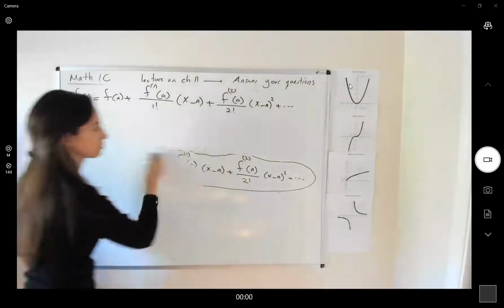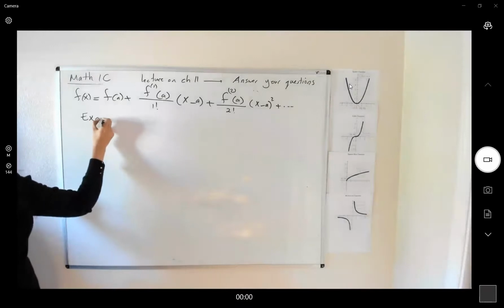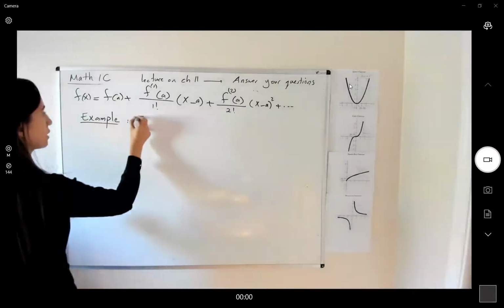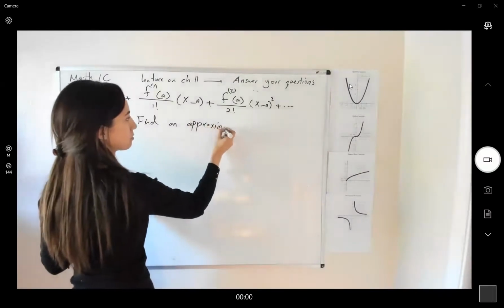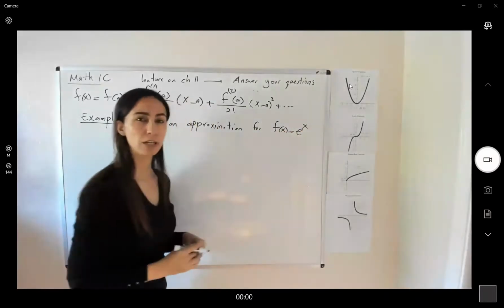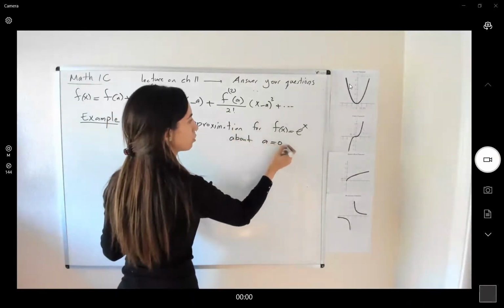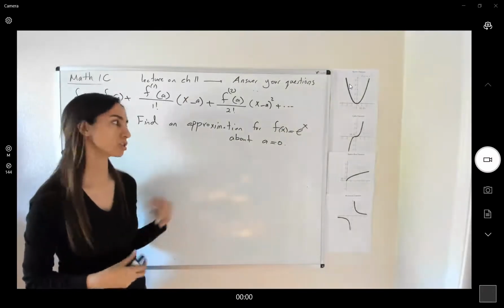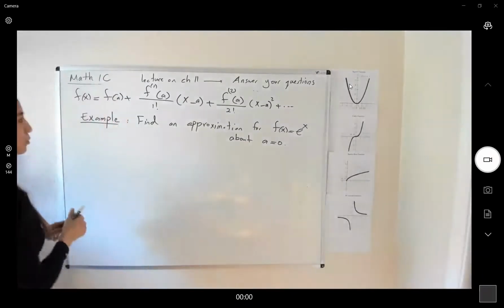So example. In this example, the question says, find an approximation for f of x, the exponential function e to the x, about a equal to 0. So here you can say that I want to find the Taylor approximation, or you can say since a is equal to 0, it's Maclaurin approximation. Both of them are absolutely fine.